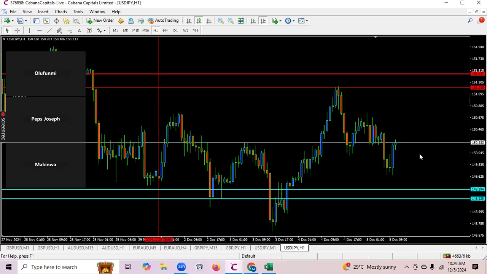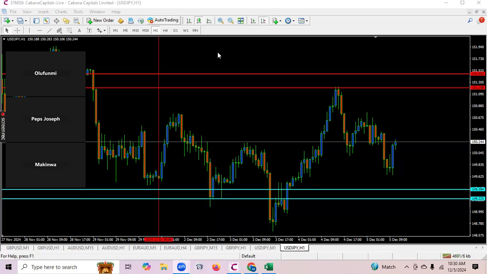So that's my take on USDJPY. I also sell this area, this zone. Wait for a bearish reversal pattern to form. You've already missed this first move, so wait for a bearish reversal pattern to form before you sell. That's my take on USDJPY. I hope that is clear. Are you still here?